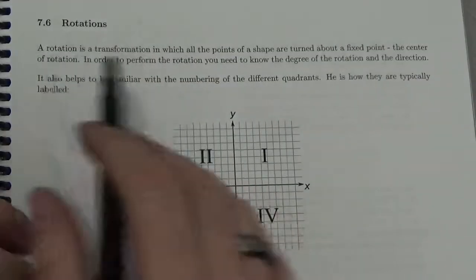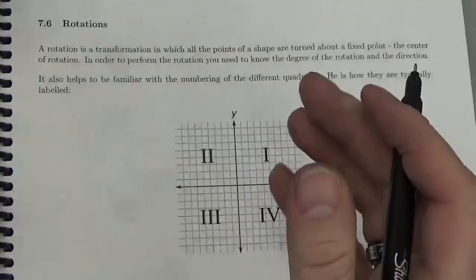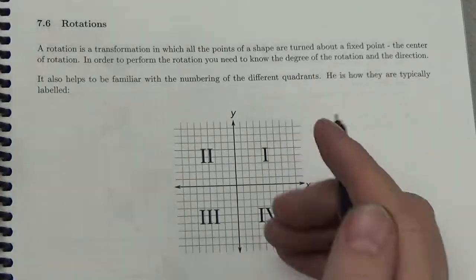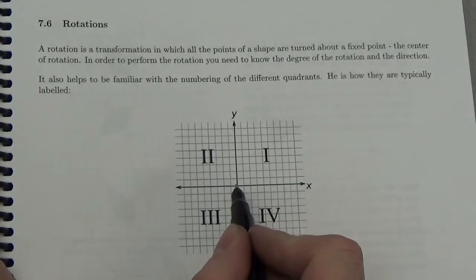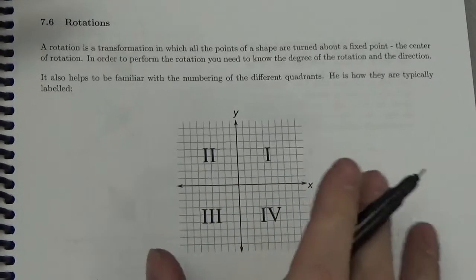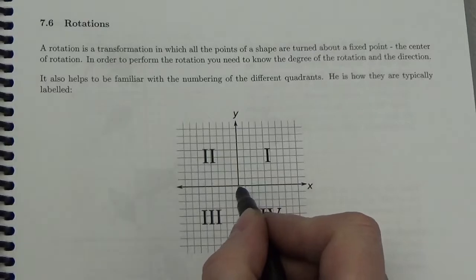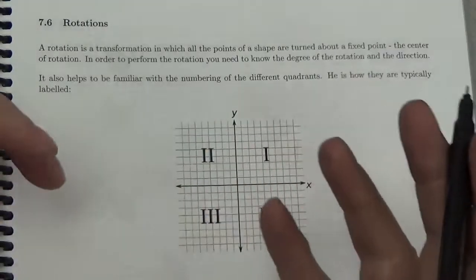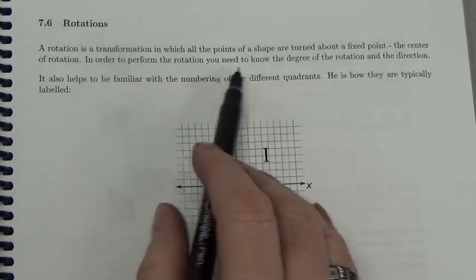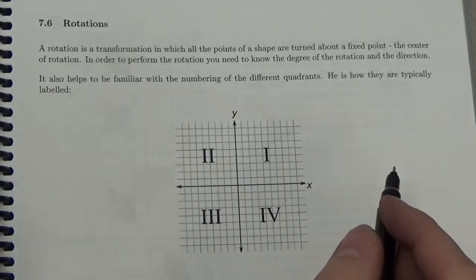Hi everybody. In this lesson we're going to take a look at rotations. When we do a rotation of an object, we're going to be rotating it around the origin, the center point here. You could rotate it around different points, but for simplicity's sake, we're going to go around the origin. What you need to remember here is the degree of rotation and the direction of the rotation.